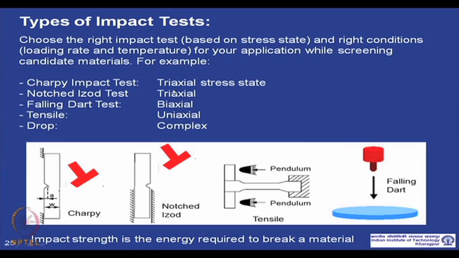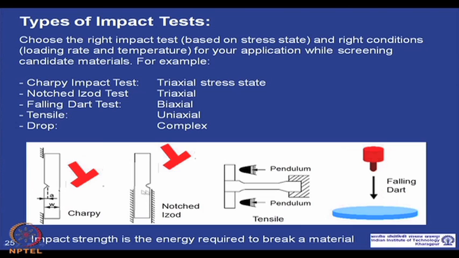Different types of test are possible, namely Charpy, notched Izod, falling dart, tensile and drop test, and they are basically different types of test. The Charpy test is shown here schematically. You have a sample, the sample is clamped on both sides, and there is a notch on the other side, and you hammer it and find out the energy required to break the material.